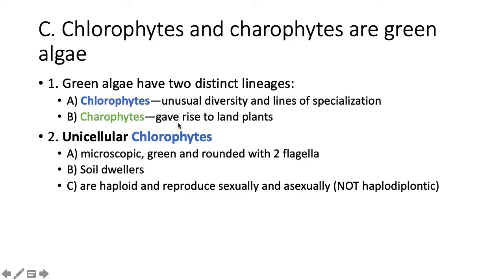So the chlorophytes kind of have an unusual diversity. They range in what they look like. They're microscopic, round, and green with two flagella. They live in the soil. They're haploid. They reproduce sexually as well as asexually, but they are not haplodiplontic. So they don't go through a haploid stage to a diploid stage and back. They don't spend some of their time as haploids and some of their time as diploids. The charophytes are the lineage that gave rise to the land plants, and we'll talk about evidence in the next couple slides here.